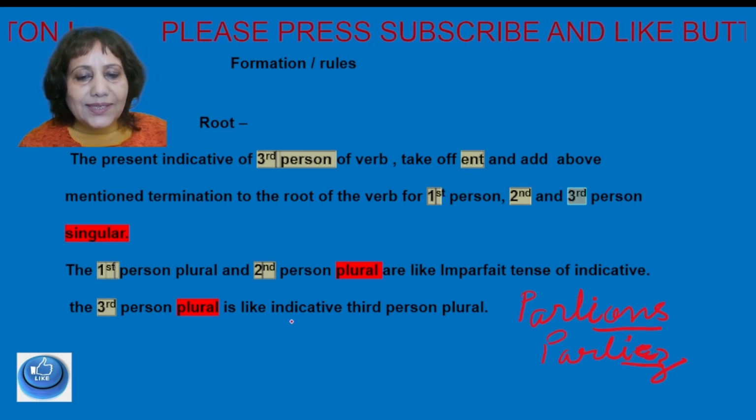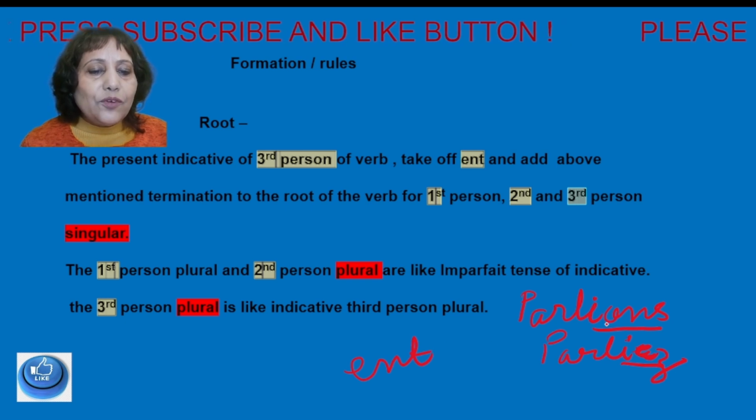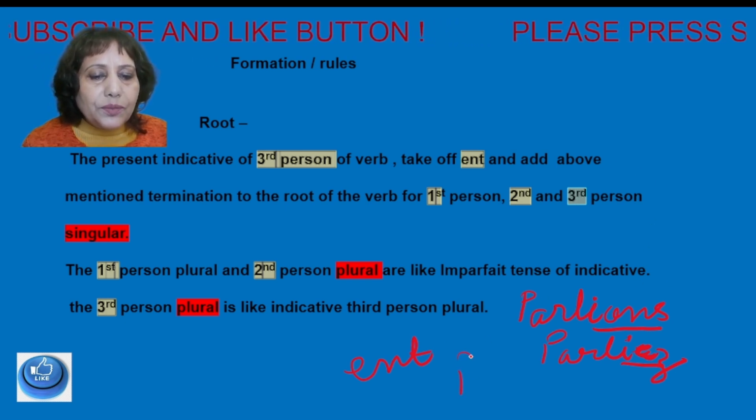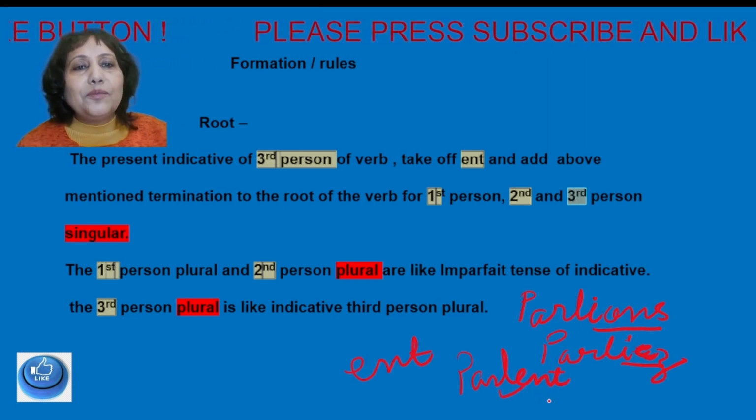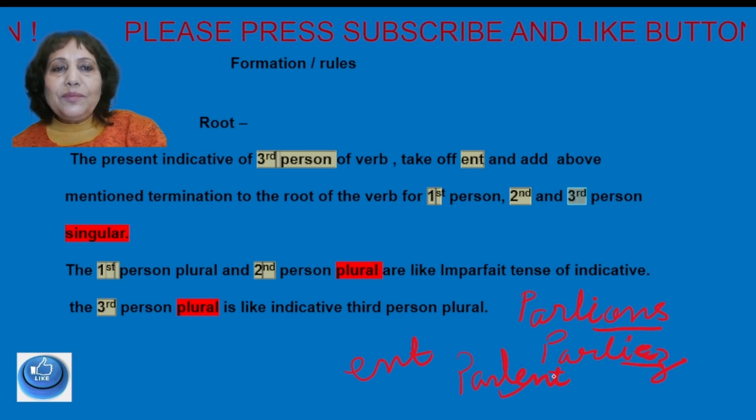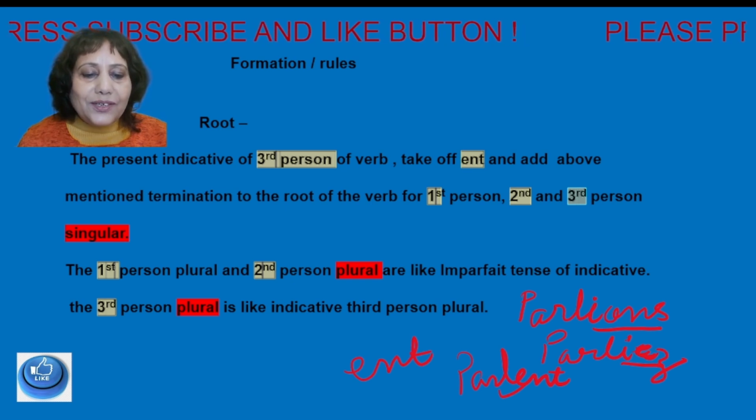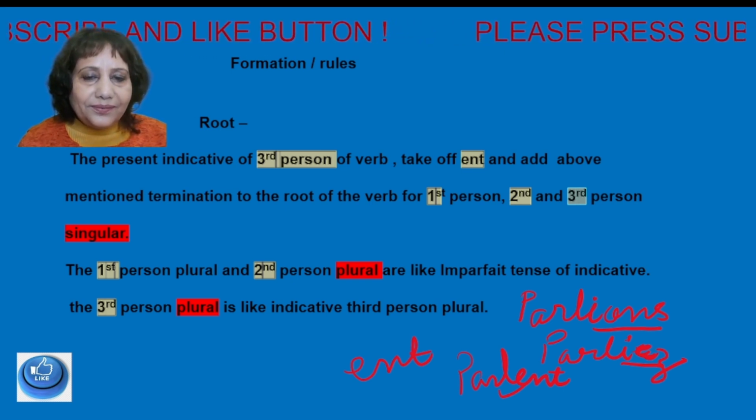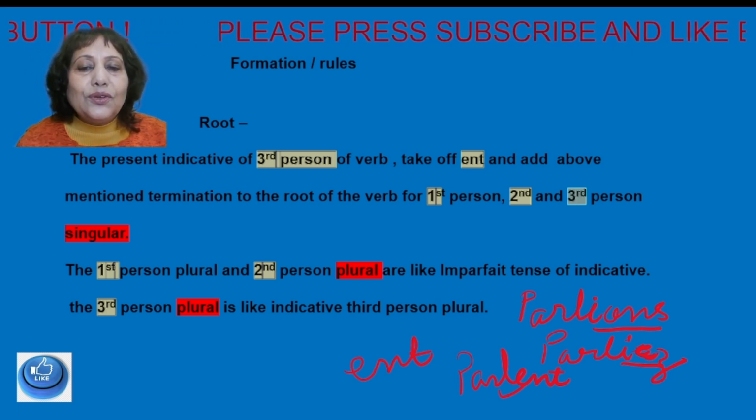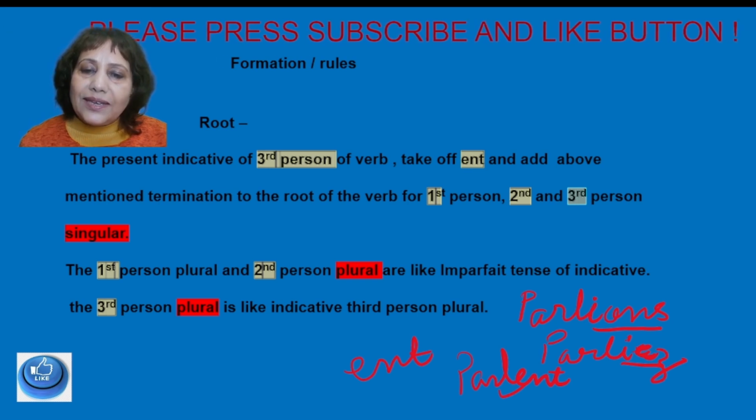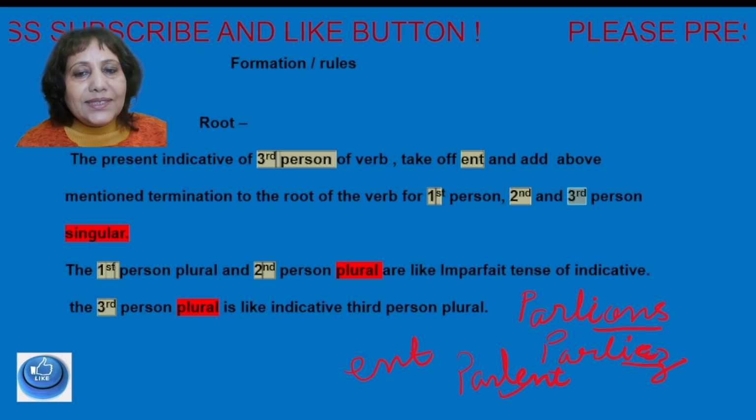So the third person plural is like the indicative third person, meaning the termination, if you remember, was ent. For the verb parler, it will be parlent. This will be the third person plural. Okay, so if you remember your rule, your terminations, you are going to make it perfectly all right. If you remember your rule and you go step by step, you are not going to make any mistake in this. Yes, it will be a little slower, go slow, but follow the rule.